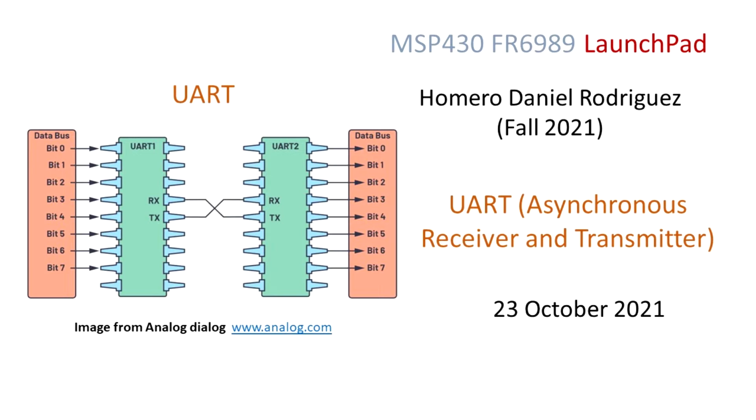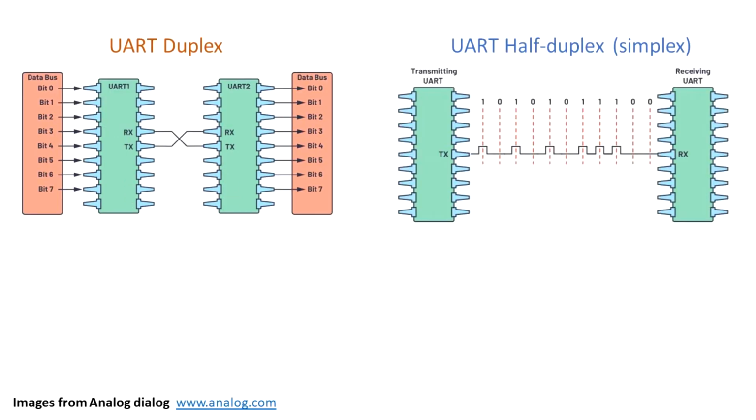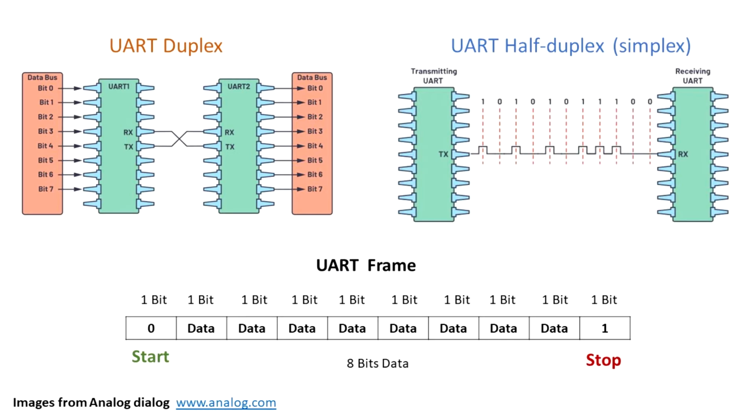UART is a serial communication protocol. It transmits bit by bit from one device to the other. It can be set up as duplex, transmitter and receiver, or simplex, just in one direction, as we can see in this picture.